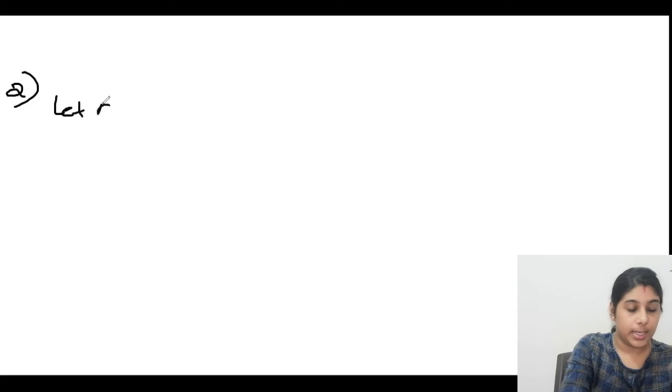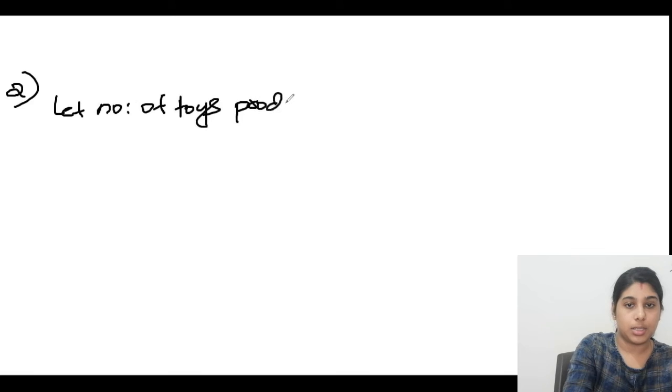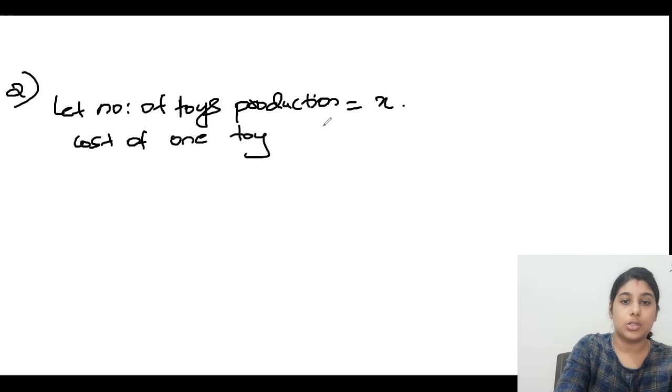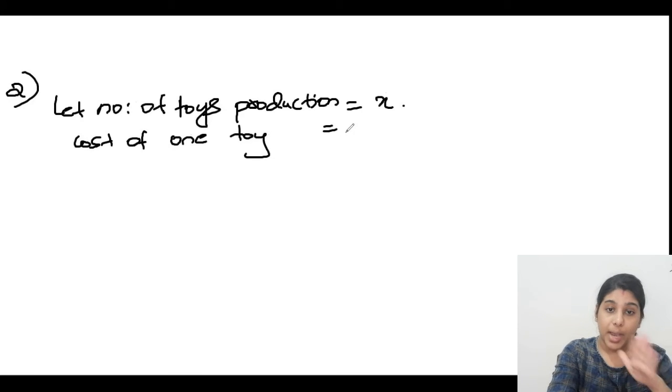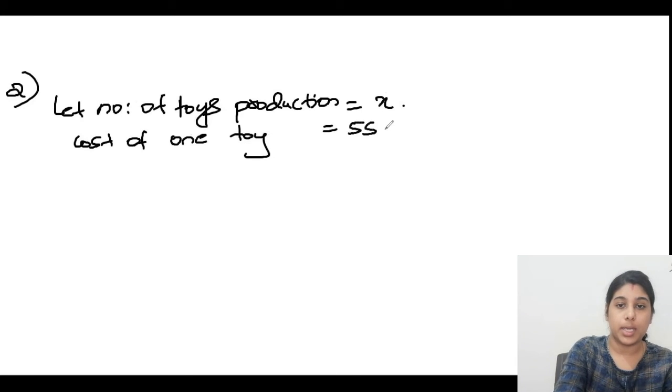A cottage industry produces a certain number of toys, and the cost of production of each toy was found to be 55 minus the total number of toys produced. First I am assuming that the number of toys produced is x. And the cost of one toy is equal to how much? What they said in the second sentence, the cost of production of each toy will be 55 minus the number. So 55 minus x.